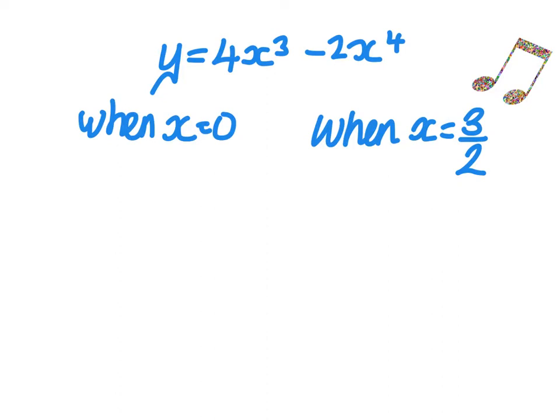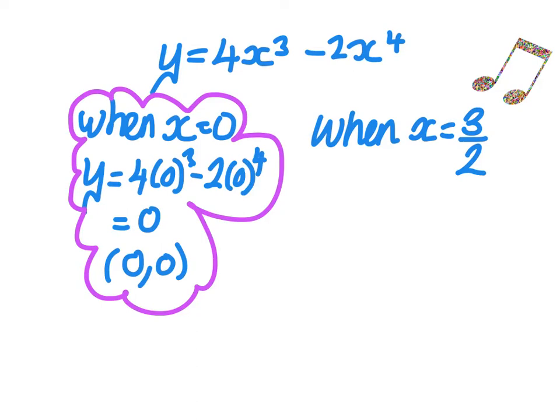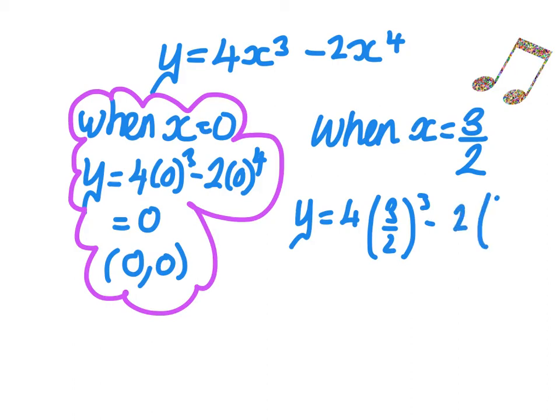So I'm going to use my original function, y equals 4x cubed minus 2x to the power of 4, to calculate the y coordinate. So when x is equal to 0, I'll substitute that in here and be able to calculate y. So when x is equal to 0, y is 4 times 0 cubed minus 2 times 0 to the power of 4, which is just going to give us 0. When x is 3 over 2, y is going to be 4 times 3 over 2 cubed minus 2 times 3 over 2 to the power of 4. Don't try and do anything fancy at this stage, we're substituting in.